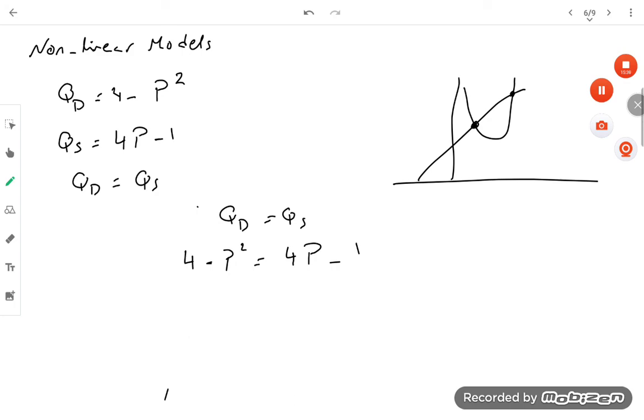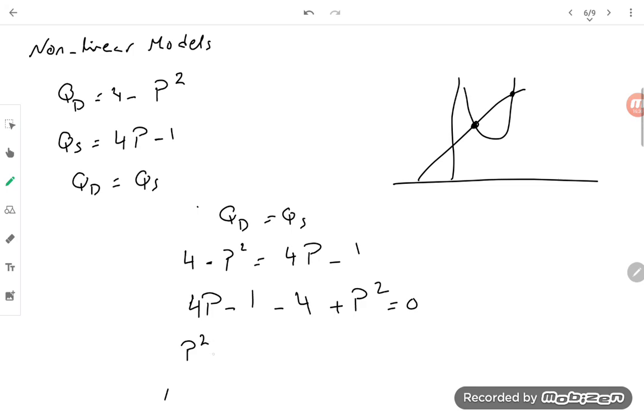Now we would like to find an equation which is equivalent to 0 in order to make a factorization for this equation, or to solve it using a quadratic formula for solving the equations. So we have to convert it to be in the form of a single equation. It will be 4P minus 1 minus 4 plus P squared equals 0. Now we can collect minus 1 and minus 4 together, so it will be P squared plus 4P minus 5 equals 0.